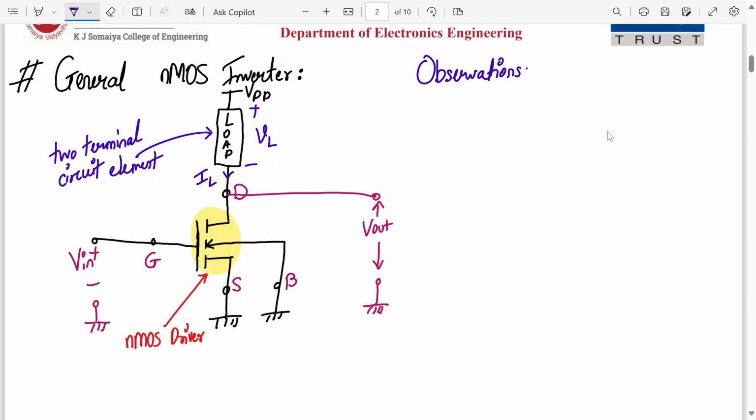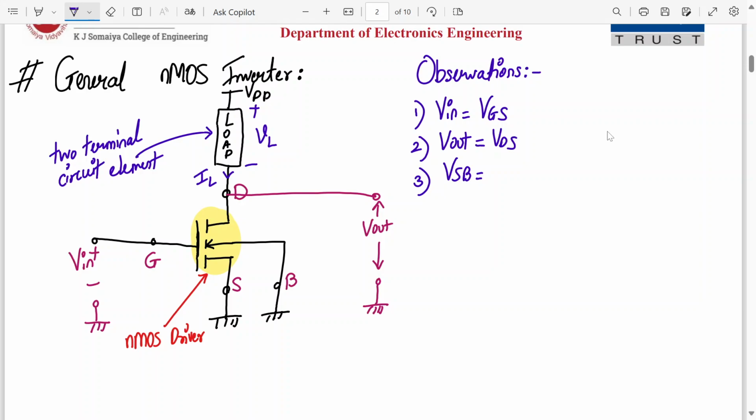From the circuit diagram, can you all tell me what is V in terms of terminal voltages of the MOSFET? V in is equal to VGS. Yeah, correct. What about V out? It's VDS.